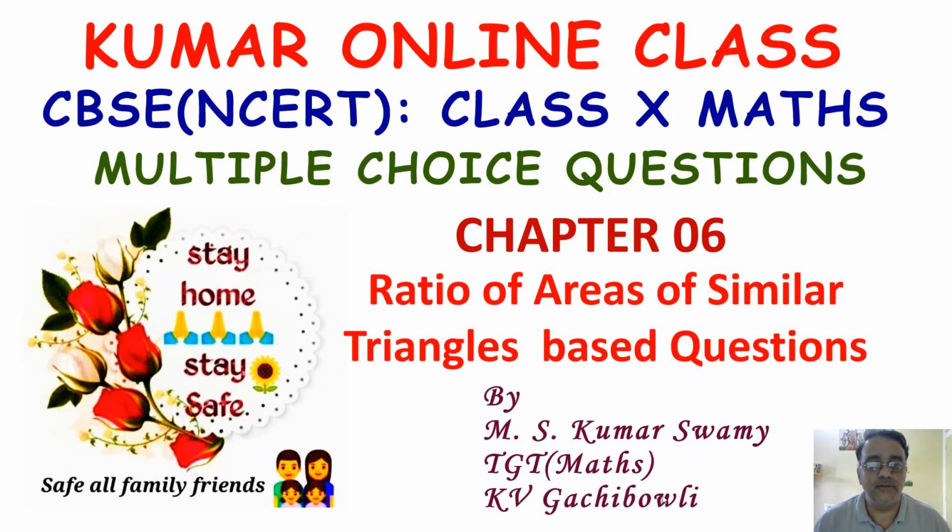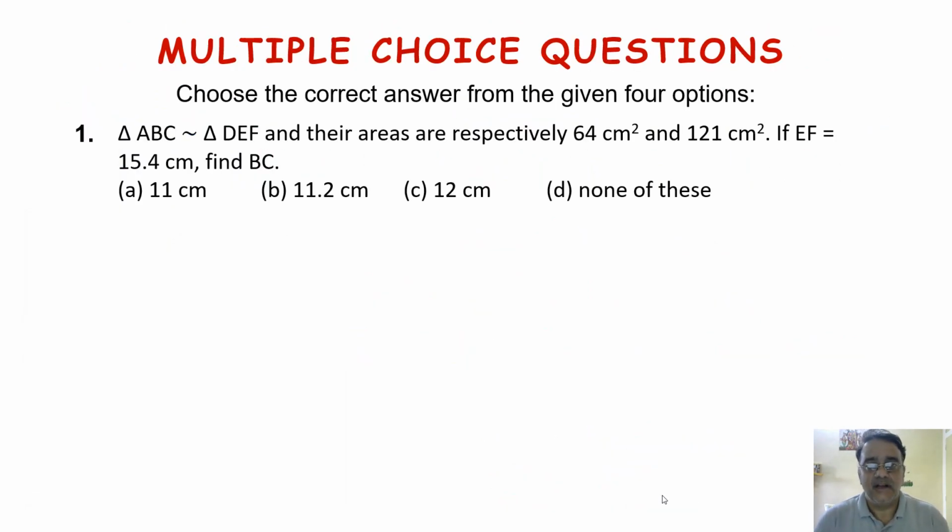Today we are going to do multiple choice questions from chapter number 6 on ratio of areas of similar triangles based questions, right? So let us start with the first question. The theorem states that the ratio of areas of two similar triangles is equal to the ratio of the square of their corresponding sides. So this is the first question.